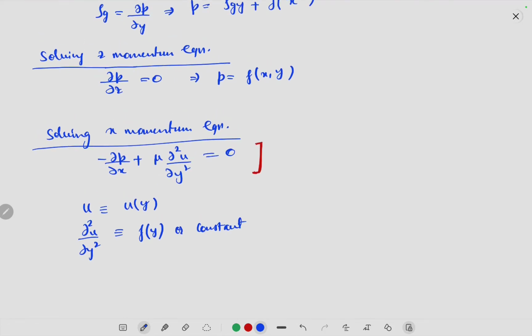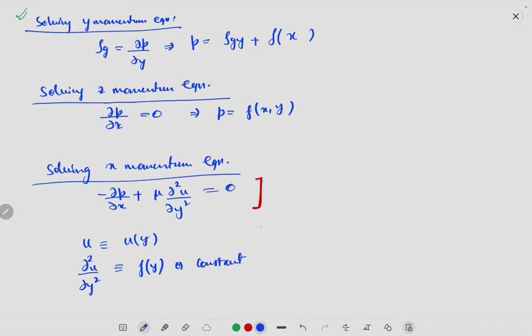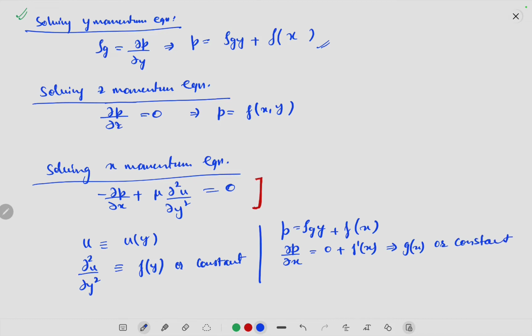And since P, if you see here, is rho gy plus some function of x, what will be del P by del x? Del P by del x is 0 plus f prime x. So what will this be? This will be either a function of x or some other function of x, g of x, or a constant.